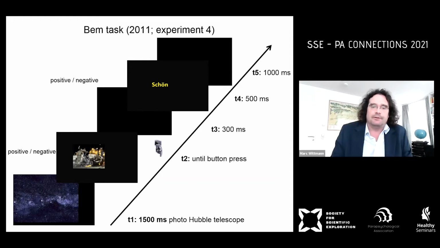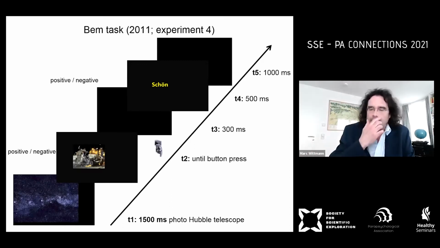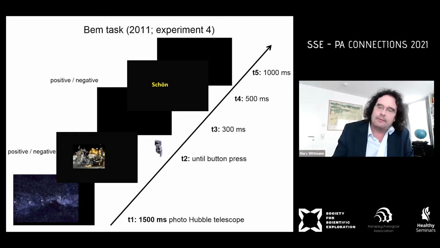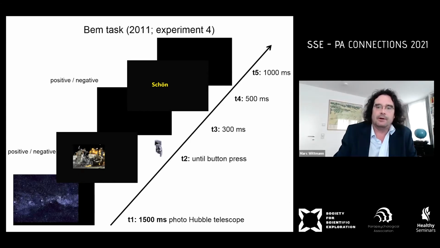And here's a sequence of events that happened to the subject sitting in front of a computer screen. So you first see for 1.5 seconds a photo from the Hubble telescope. Then you see a positive or negative photo until the button press, the choice reaction time, is undertaken. Then there's a 300 millisecond black screen. Then comes the positive or negative word for 0.5 second. And then another 1,000 milliseconds of black screen. And then the next trial starts again with the Hubble telescope. So that's the build-up of the experiment.